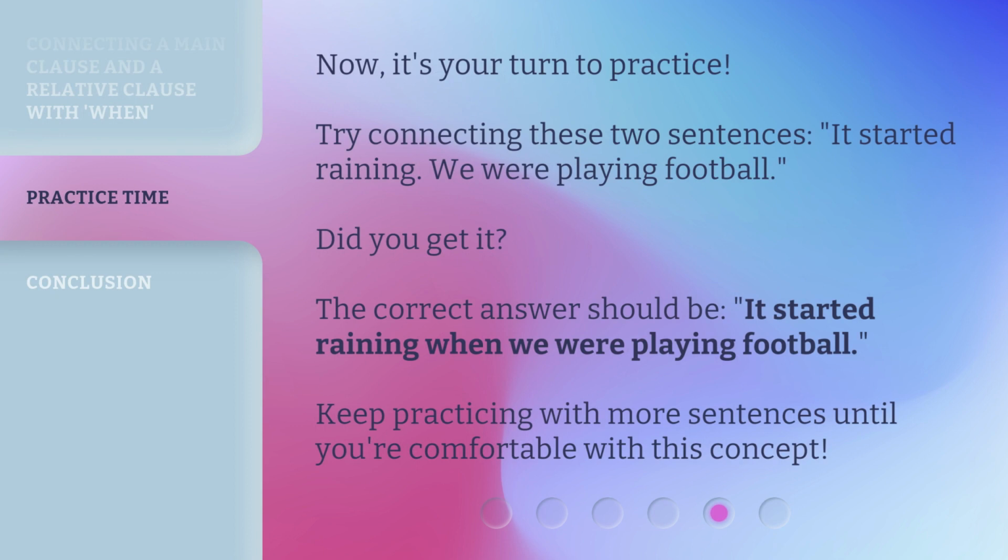Now, it's your turn to practice. Try connecting these two sentences. It started raining. We were playing football. Did you get it? The correct answer should be, it started raining when we were playing football. Keep practicing with more sentences until you're comfortable with this concept.